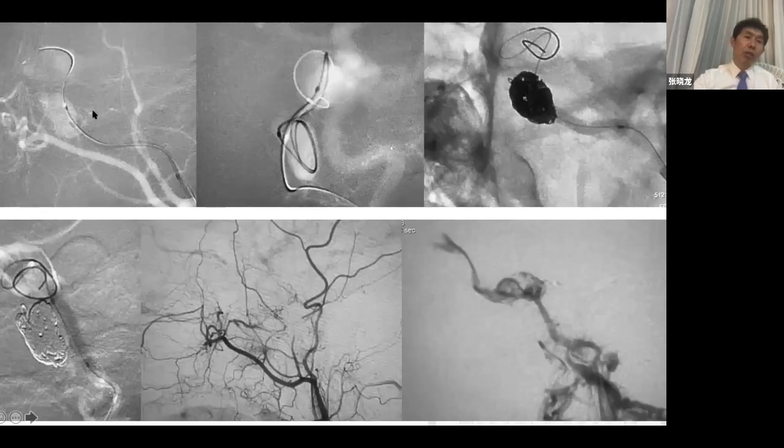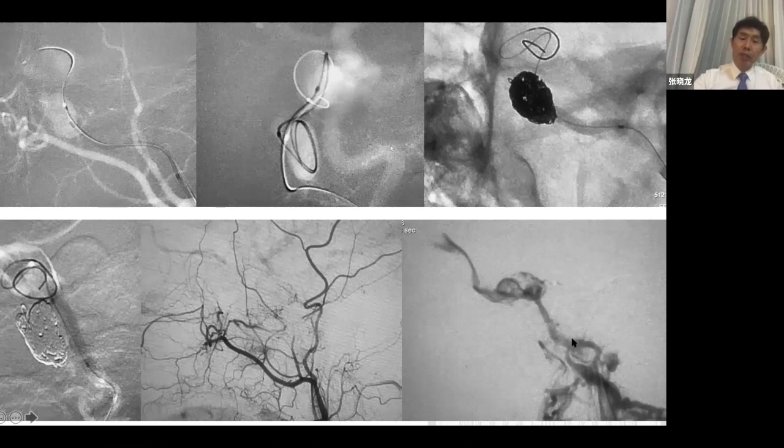So we have a clear definition, a clear diagnosis about the fistula. Here is the fistula venous pouch. We go through the inferior petrous sinus to the cavernous sinus, then back to the common venous pouch. And then we coiled the venous pouch and opened the inferior petrous sinus here.